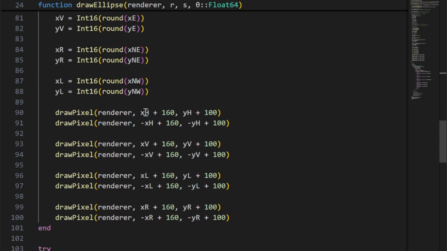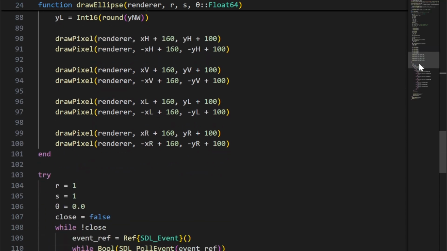You can see that I have XH, minus XH, YH, and minus YH. And the 160, 100 is just the center of the screen. It's just to move the ellipse into the center of the screen. So this is pretty straightforward. It's just going to draw those 8 points. It won't draw anything else just yet.